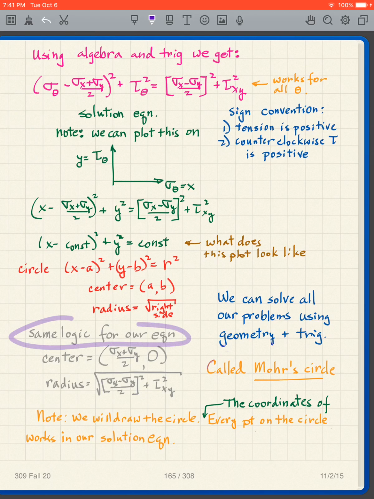So we have the same logic for our equation. For our equation, the center is going to be what? A, B. Well, B is 0, and A is sigma x plus sigma y over 2. So that is my center. The radius is the square root of the right side. Now, this is a very convenient way to solve this, and we're going to see why. Not only convenient, it's going to be very simple to get a visual solution, and things are going to pop out at you.